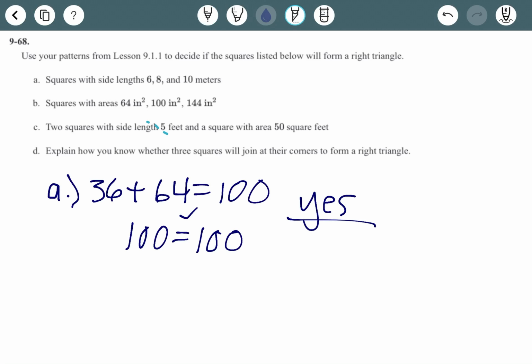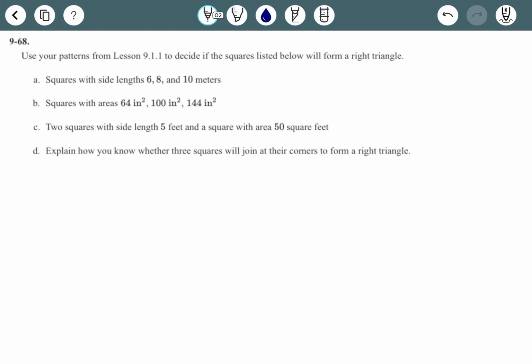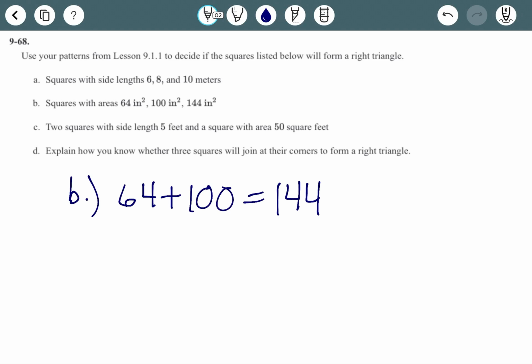All right, let's have a look at part B. So part B says squares with areas 64 inches squared, 100 inches squared, and 144 inches squared. Well, remember those two smaller areas, if we have a right triangle, then they should add up to the larger area. So now for this, they're already giving us the area. So if we add 64 and 100, it should add up to 144. If not, then we just don't have a right triangle.